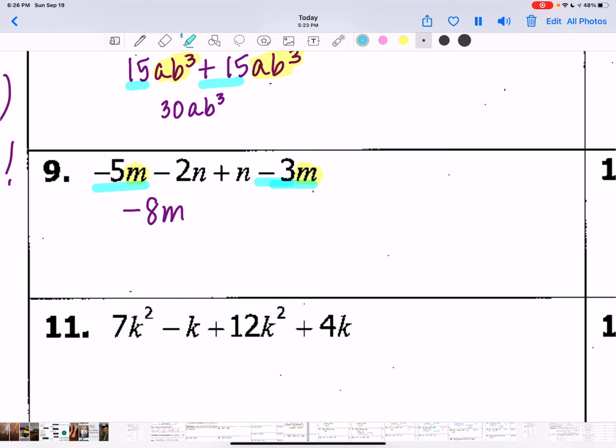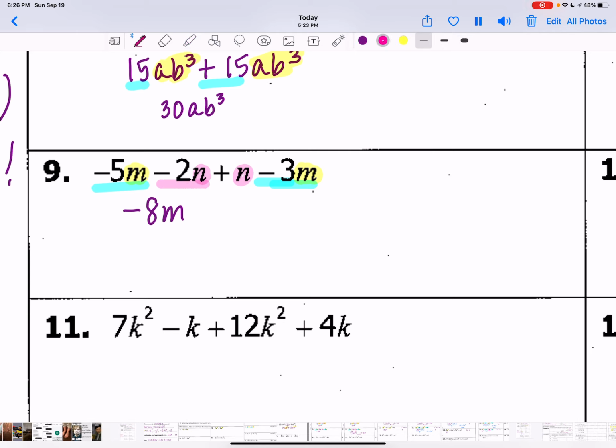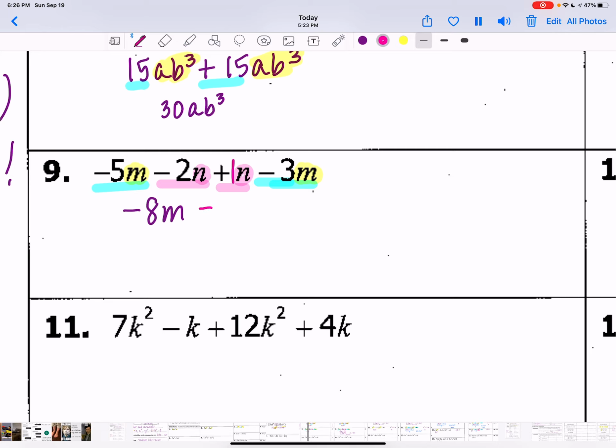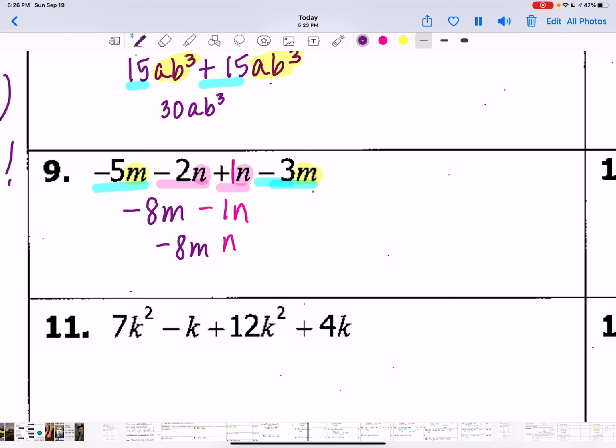Now let's look at our n's. Got an n there, got an n there. We've got a -2n. And then the coefficient for the other n is 1. I like to write the 1 in there so we don't forget, but it's technically 1 times n. So you're going to go -2 plus 1, and you're going to get -1n. And usually we don't write it like that. Usually you'll see it as just n. But bring the rest down: -8m minus n.